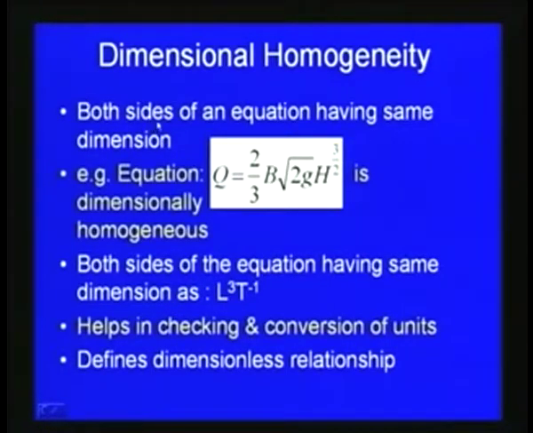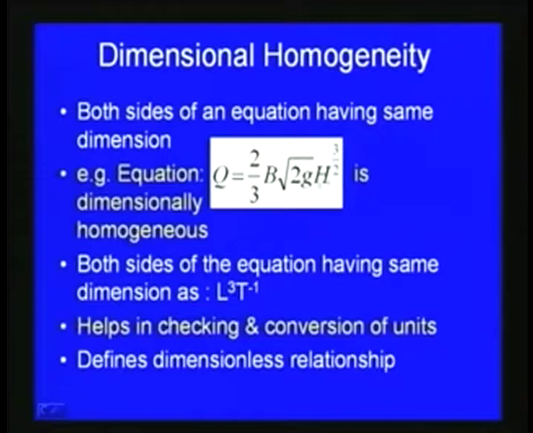So, when we write the equation, both sides of the equation have the same dimension. For example, consider this equation for discharge through a weir: Q is equal to 2 by 3 B into root 2 g into H to the power 3 by 2. Here Q is the discharge, B is the width of the weir, g is the acceleration due to gravity, and H is the depth of water over the rectangular weir which we consider here. This equation is dimensionally homogeneous.